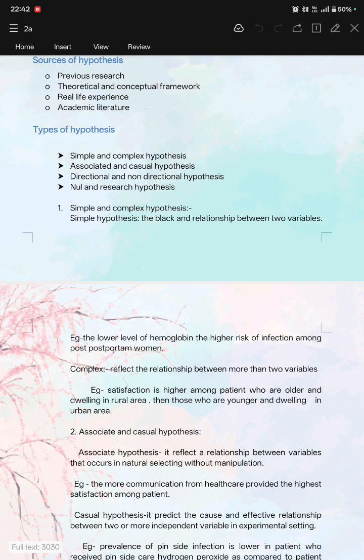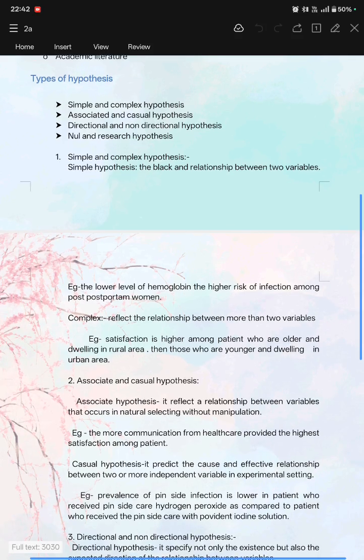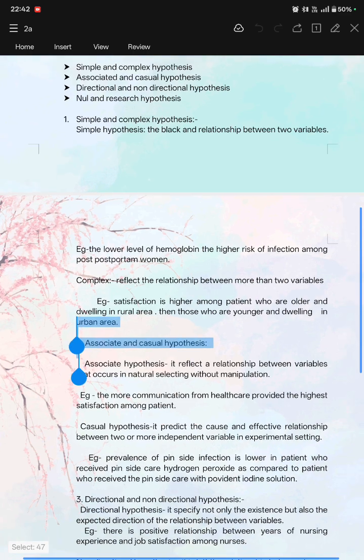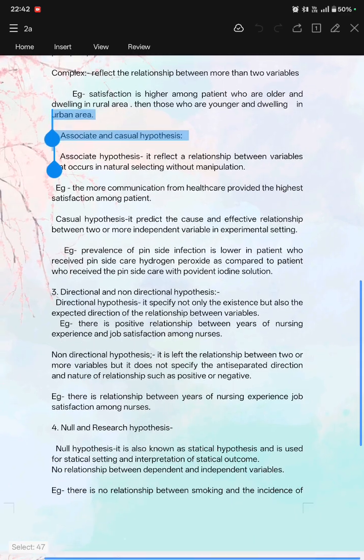Here are the descriptions of these types of hypothesis. You can see.